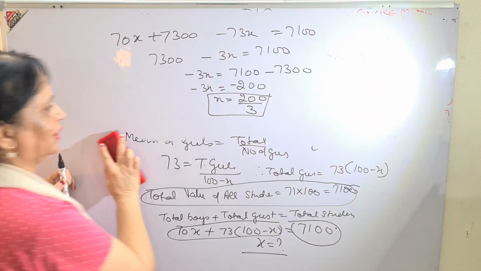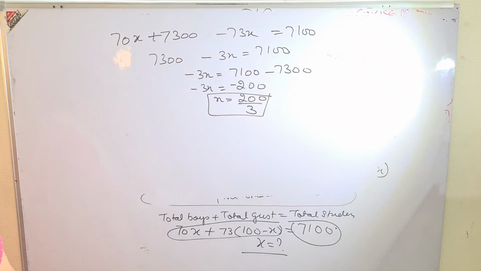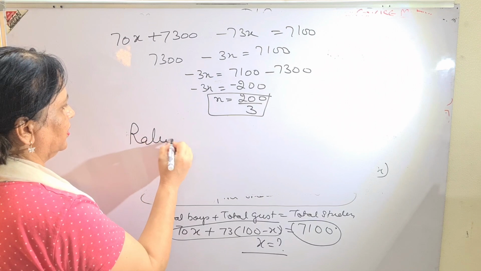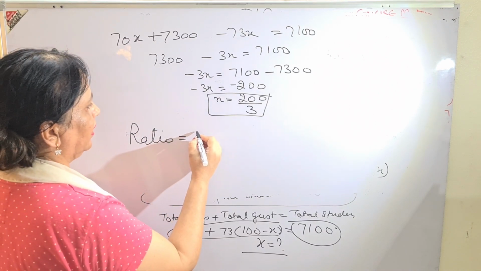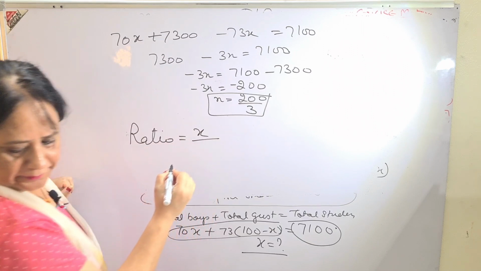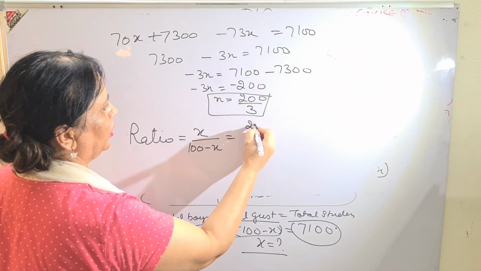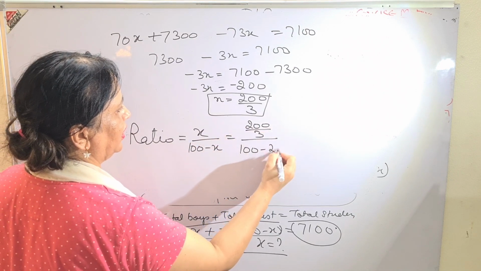So what question have they asked? Be careful about that. They have asked you the ratio of the boys to girls. So children, don't be confused. Now you have to find the ratio. Ratio of boys to girls will be boys x and girls are 100 minus x. So x I got 200 upon 3, and of course 100 minus 200 upon 3.